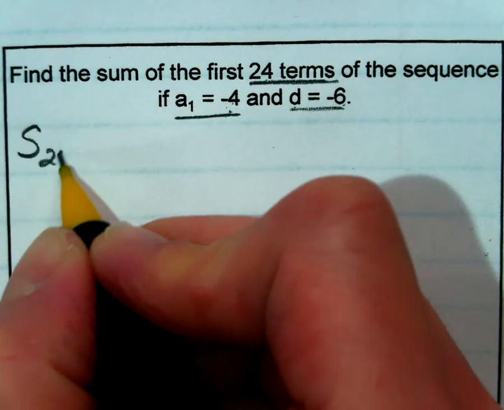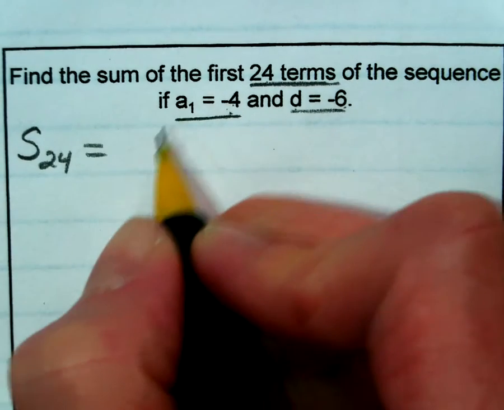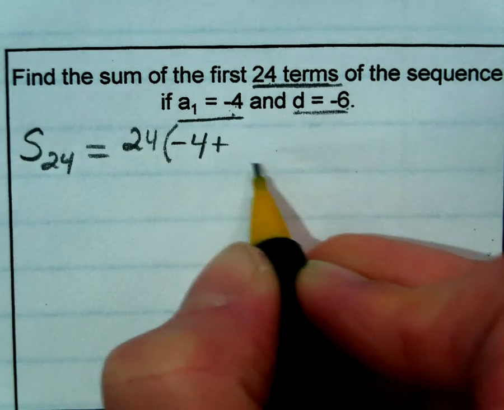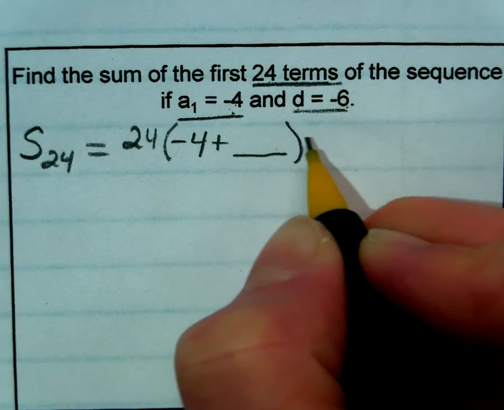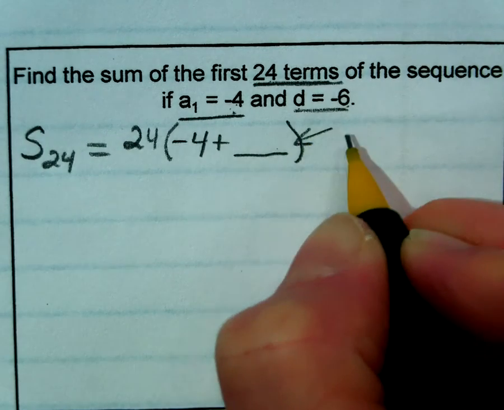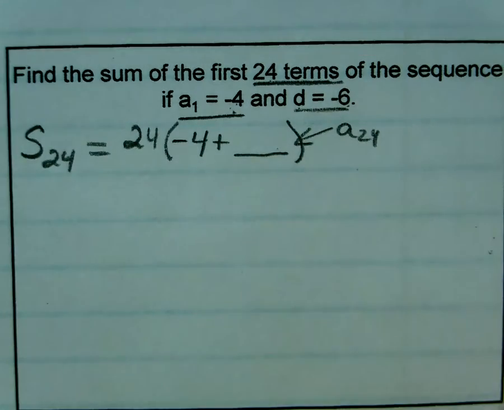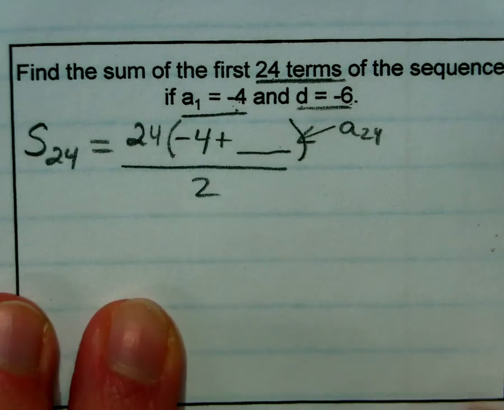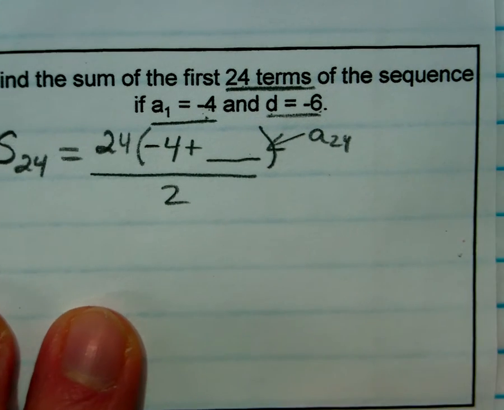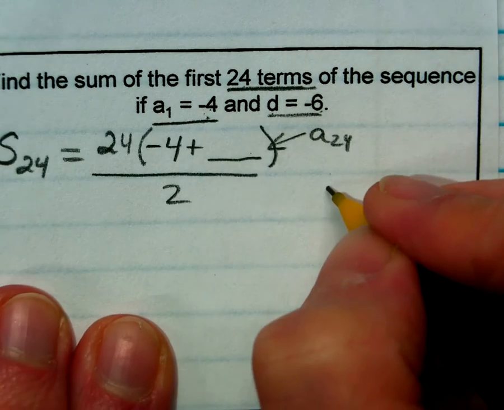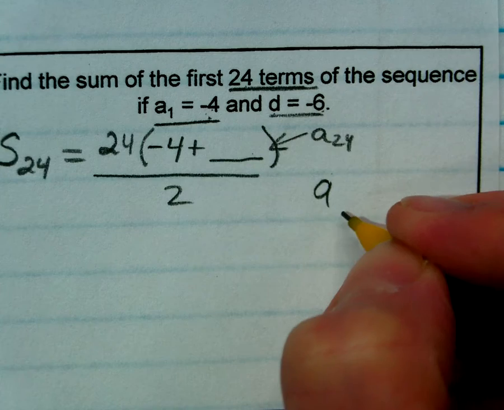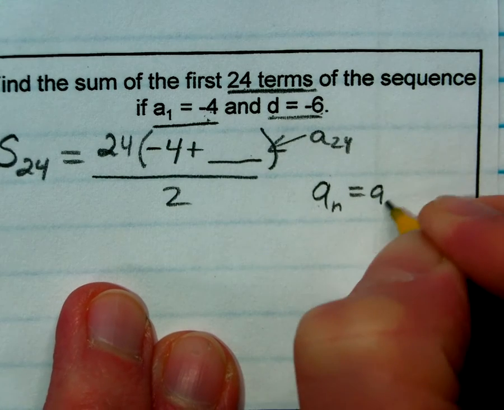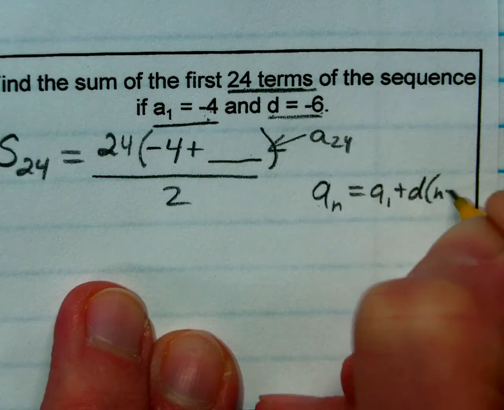So if I want to do the sum of the first 24 terms, I have to put 24 in. The first term is -4, and then we need to know the 24th term. We don't. So in that blank, we would need to know what A24 is and then divide by 2. So we're going to use a formula that we had from previous lessons. When we have an arithmetic sequence, we would just use the formula AN equals A1 plus D times (n minus 1).